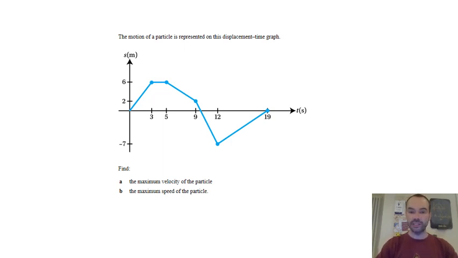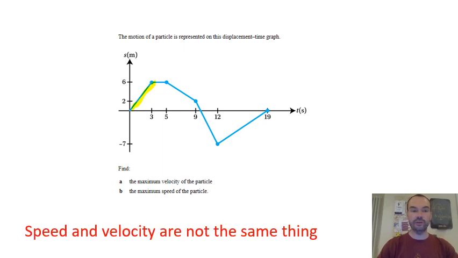Find the maximum velocity, the maximum speed. Okay, why don't we just work out the velocities everywhere? Between here and here, the velocity is... speed and velocity are not the same thing, remember that. Between there and there, the velocity is 6/3, which is 2.